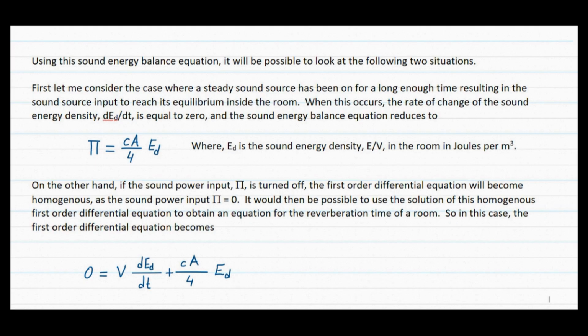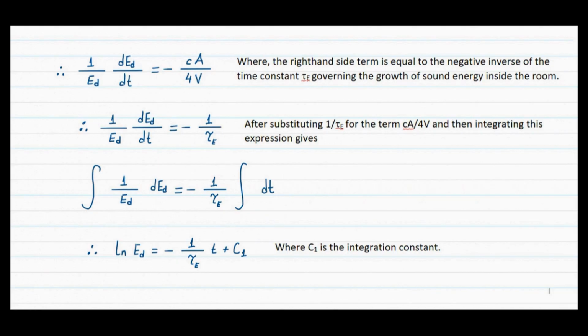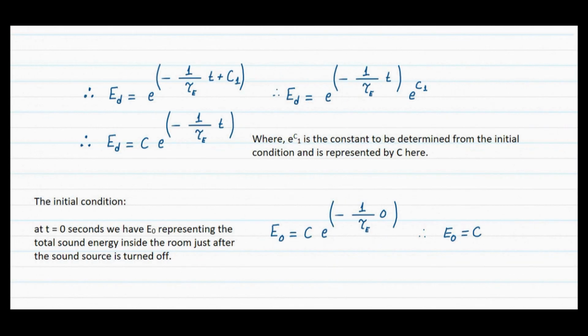So, in this case, the first order differential equation becomes 0 equals V times dE sub d over dt plus c times A times E sub d over 4. After rearranging and integrating it, we have natural logarithm of E sub d equals negative t over tau sub e plus C1, where C1 is the integration constant to be found. And after further manipulation of this expression, we have E sub d equals C times e raised to the power minus t over tau sub e.